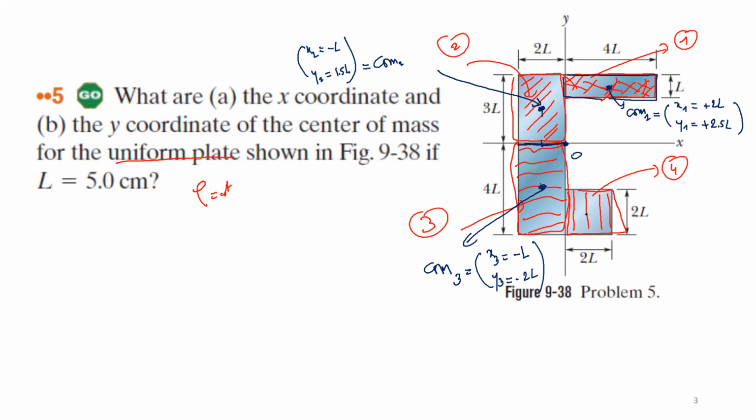And finally, for part number 4, the center of mass is right in the middle. Why in the middle? Because it's a uniform plate. So the center of mass of part 4 will be at x4, y4. Of course, x4, if this is 2L, so this will be just L plus L. And y4, what is y4? So here you will have minus 2L minus L, so basically minus 3L.